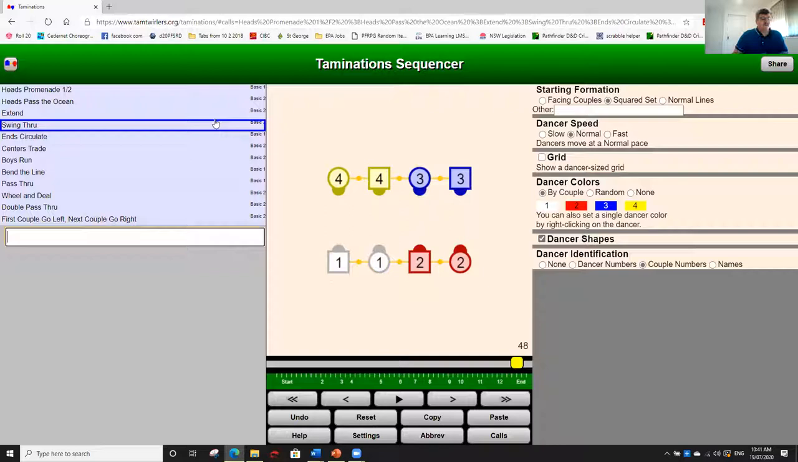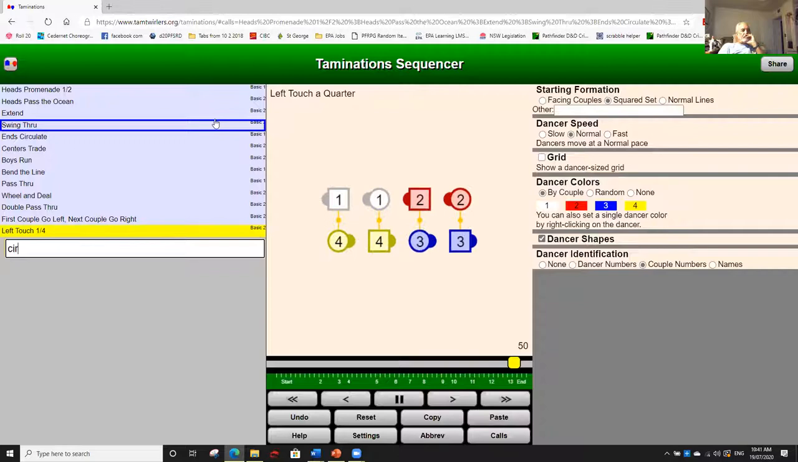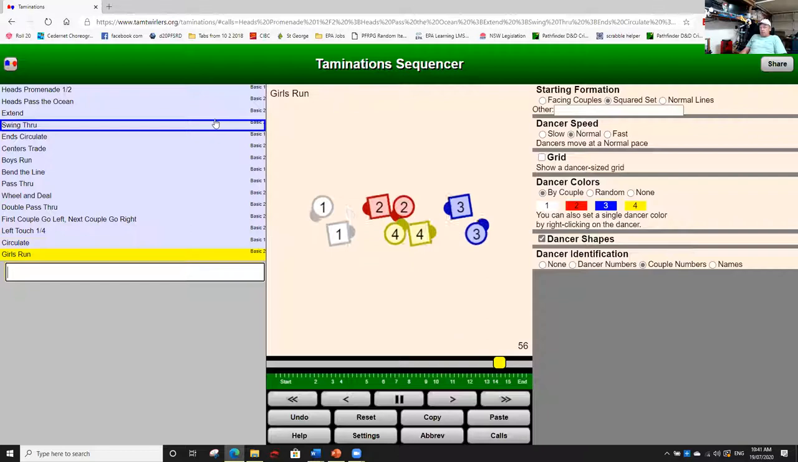Partner lines. We've got partner lines. Remember what we had there on that one? It's still part of it. If I do touch a quarter, all eight circulate, boys run, how do I do it with the girls running? Left touch a quarter, all eight circulate, girls run. There's my corner box.